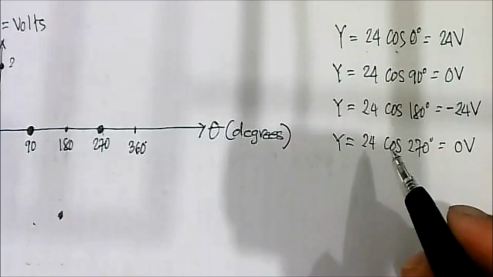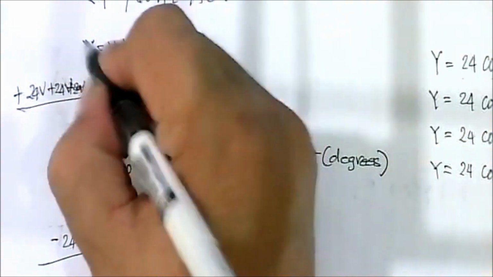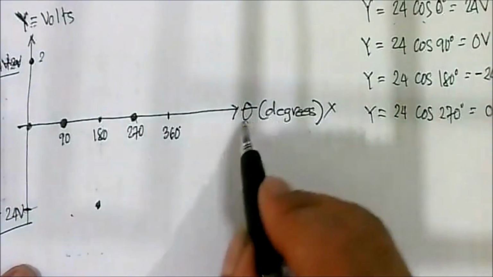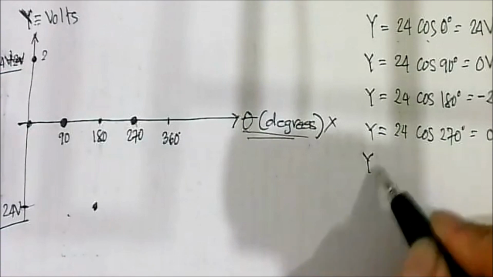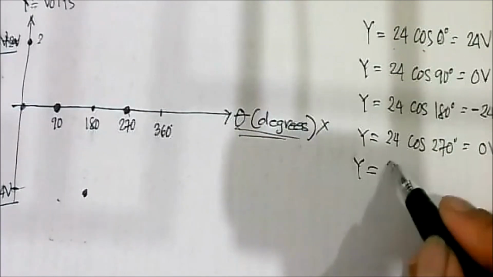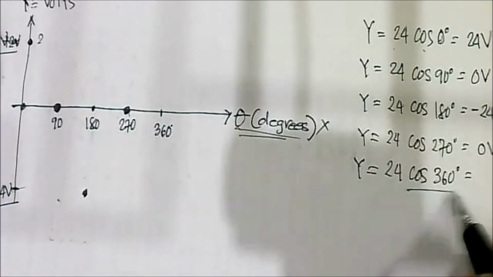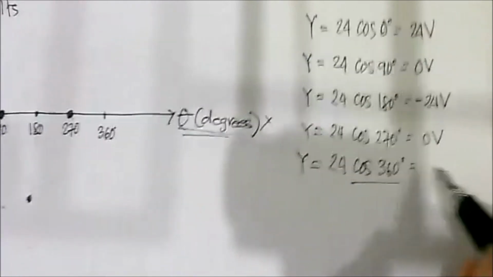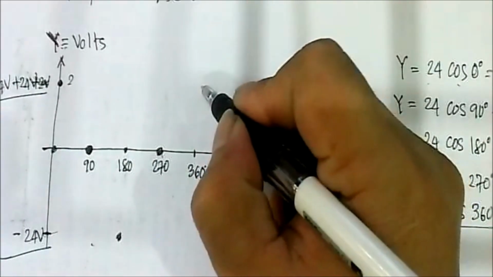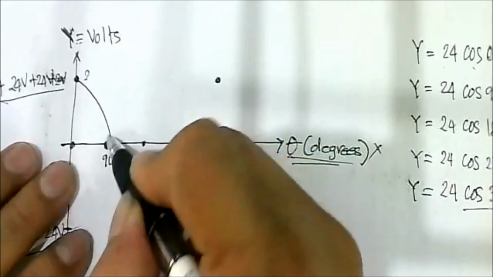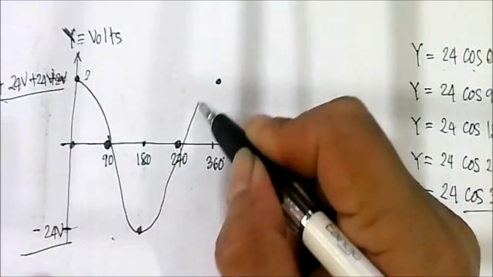The next, this is the y-axis, the voltage, and this is the x-axis, the angle in degrees. The next, y equals 24 times cosine 360 degrees, and cosine 360 is positive 1 times 24, and that will be 24 volts. So your waveform is like this.